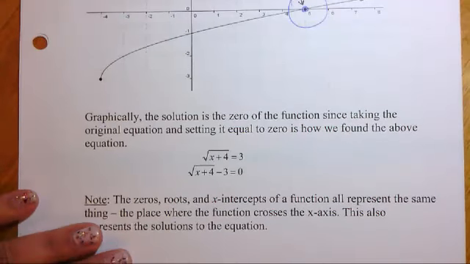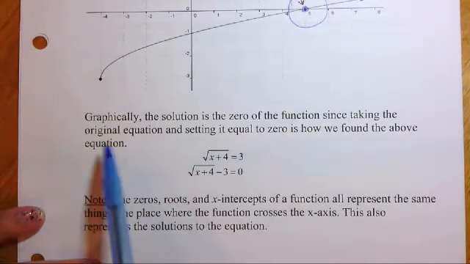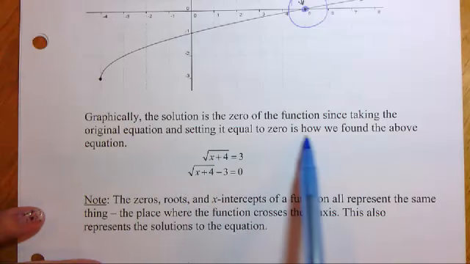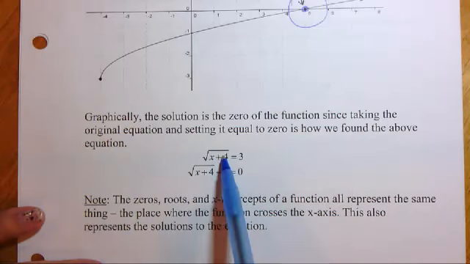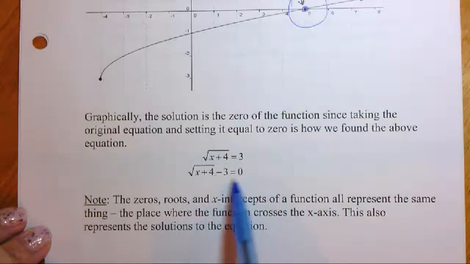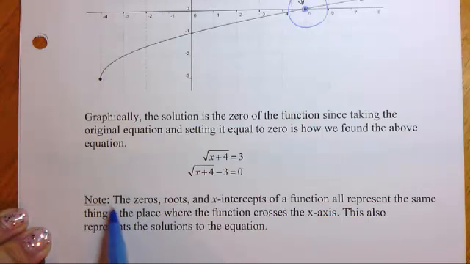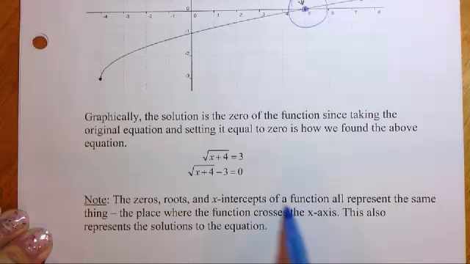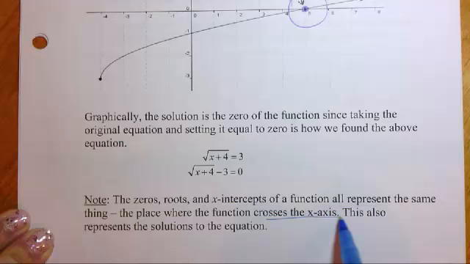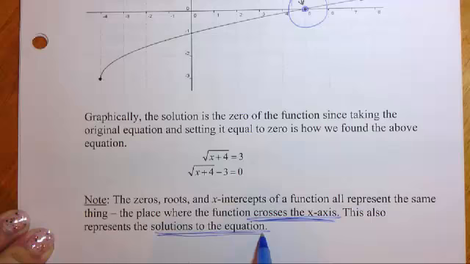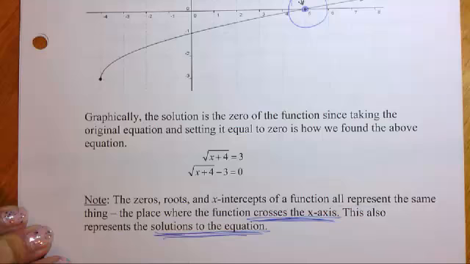Alright, now graphically the solution is the 0 of the function, since taking the original equation and setting it equal to 0 is how we found the above equation. So that's what we did, move the 3 over, make it equal to 0, and then turn it into equation by setting it equal to y. So just note that the zeros, roots, and x-intercepts of a function all represent the same thing, the place where the function crosses the x-axis. This also represents the solutions to the equation. So whenever you're asked to solve radical equations, that's what you're looking for. We don't want the y value, we don't want a point, we just want the x value.